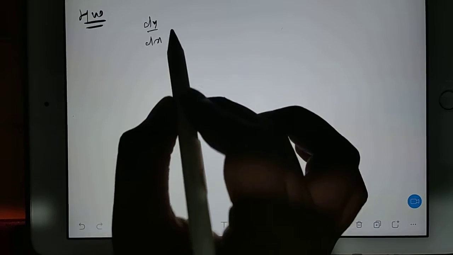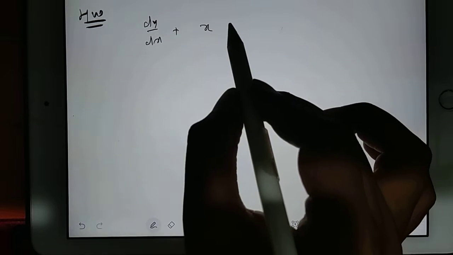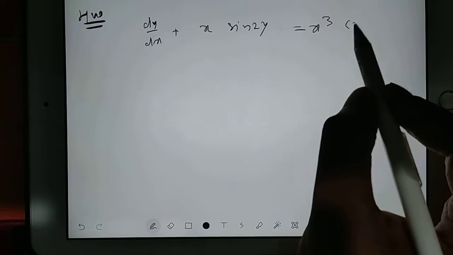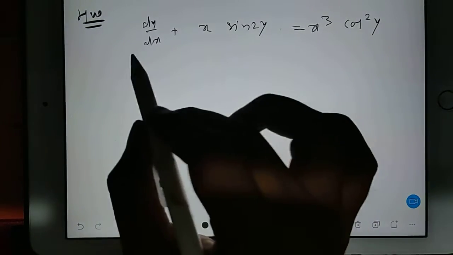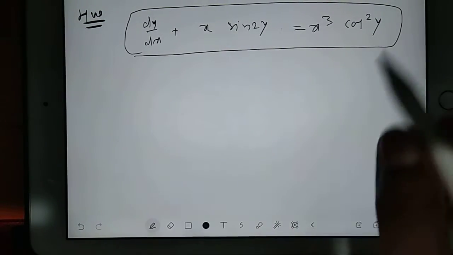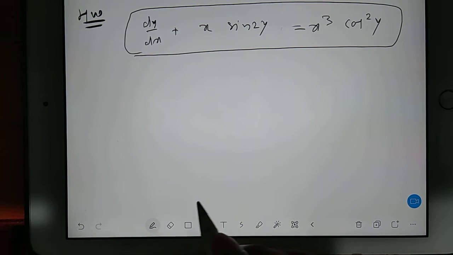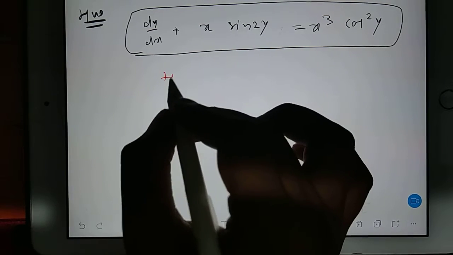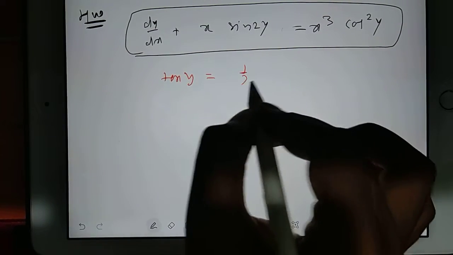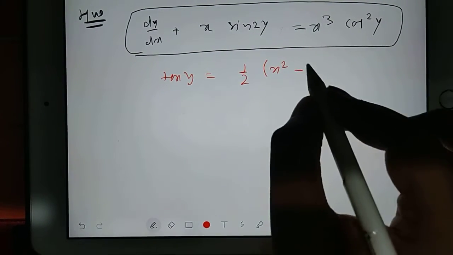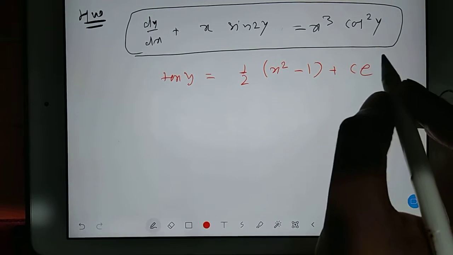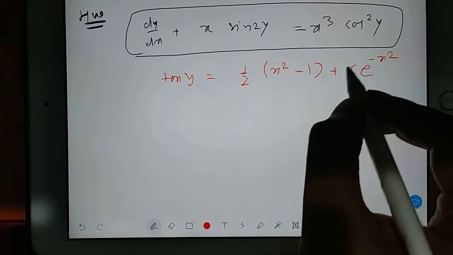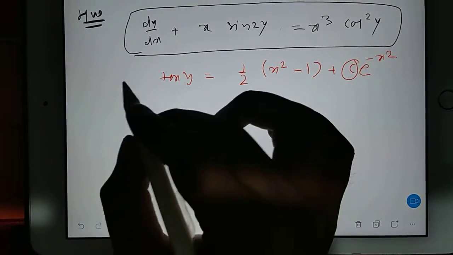dy by dx plus x sine 2y is equal to x cube cos square y. Try to solve this question, and your answer should come as tan y is equal to 1 by 2 x square minus 1 plus c e power minus x square. So this c is representing a constant. This should be your answer.